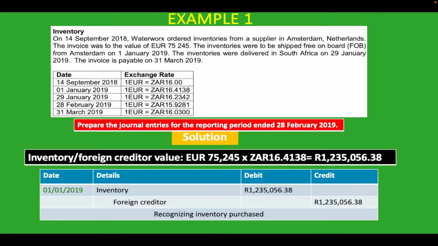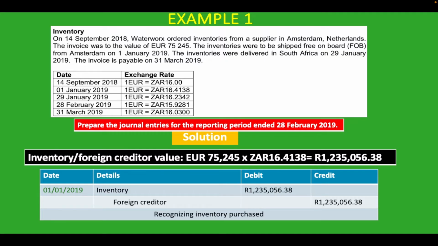And you can see here, we've just recognized inventory that we have not received. And we may not even receive this inventory for the next 3 weeks. I'm not sure how long it takes to ship from Amsterdam to South Africa, but it might not be received for the next 3 weeks or even a month. Okay, so we're recognizing the inventory because the risks have just passed to us from the point the supplier put the goods onto the ship.